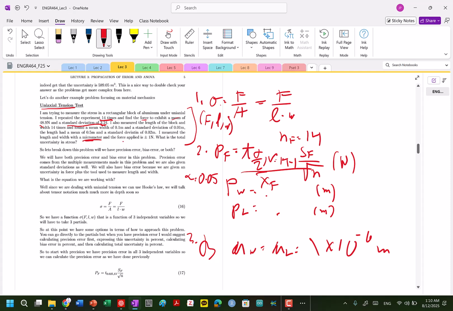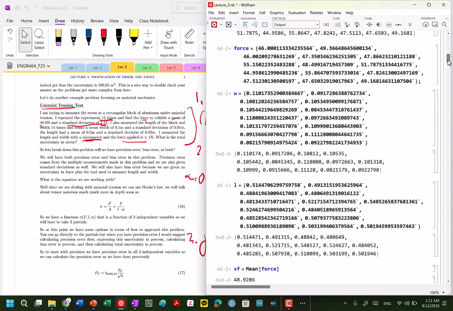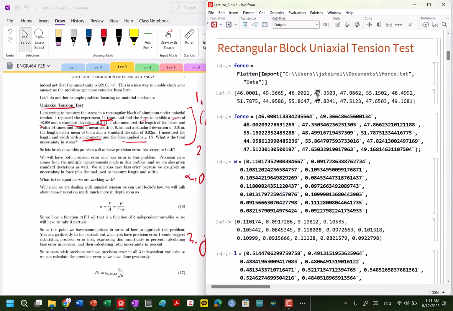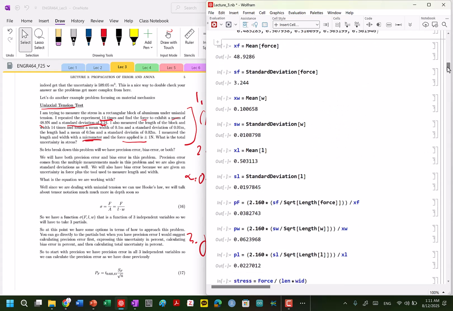I'm also told the force applied is plus or minus 1 Newton, so there's some uncertainty in the force that is 1 Newton. So I have precision error everywhere. I've got bias error everywhere. So now let's go ahead and solve this problem. I'm essentially actually calculating it explicitly, but you could just also calculate the same thing with your values.